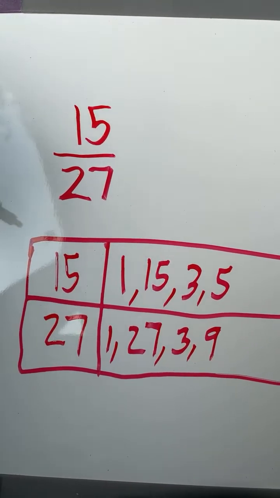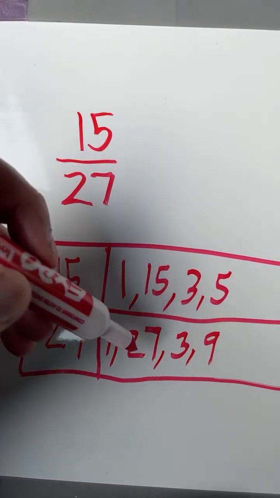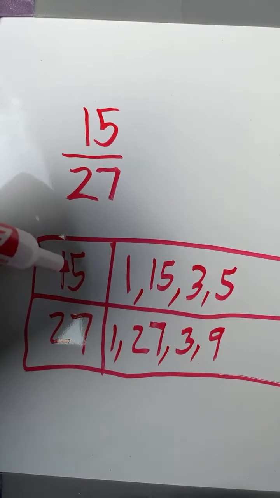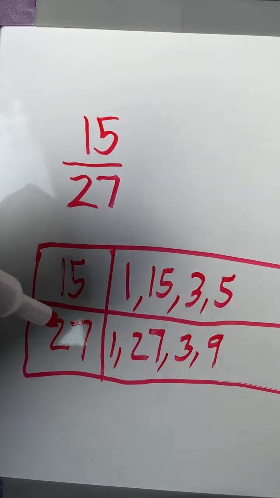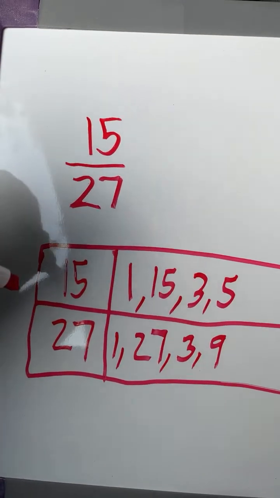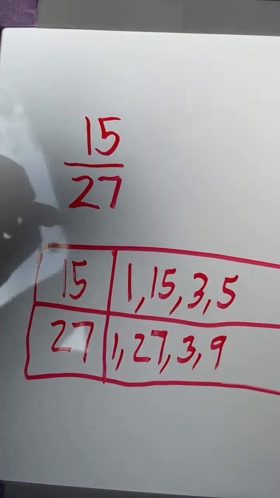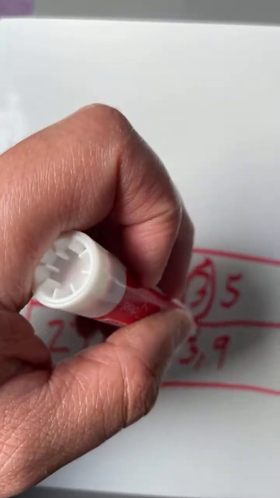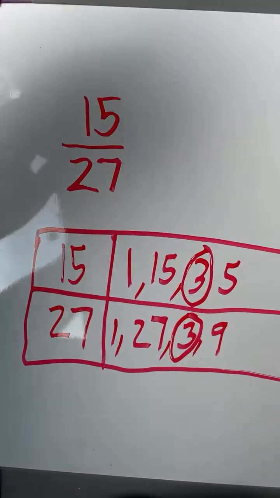Now, even though the greatest factor listed is 27, 27 is not a factor of 15. 15 is not a factor of 27. Even though 9 is a factor of 27, 9 is not a factor of 15. Even though 5 is a factor of 15, 5 is not a factor of 27. The greatest common factor between 15 and 27 is 3. That's the biggest factor that both 15 and 27 have in common. So that is what we need to divide by.